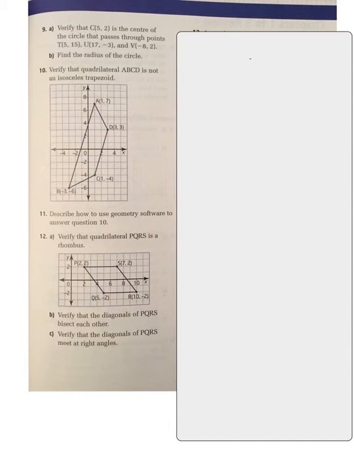Question 11 talks about geometry software. We haven't used that, so I won't worry about that question. We're going to question 12.